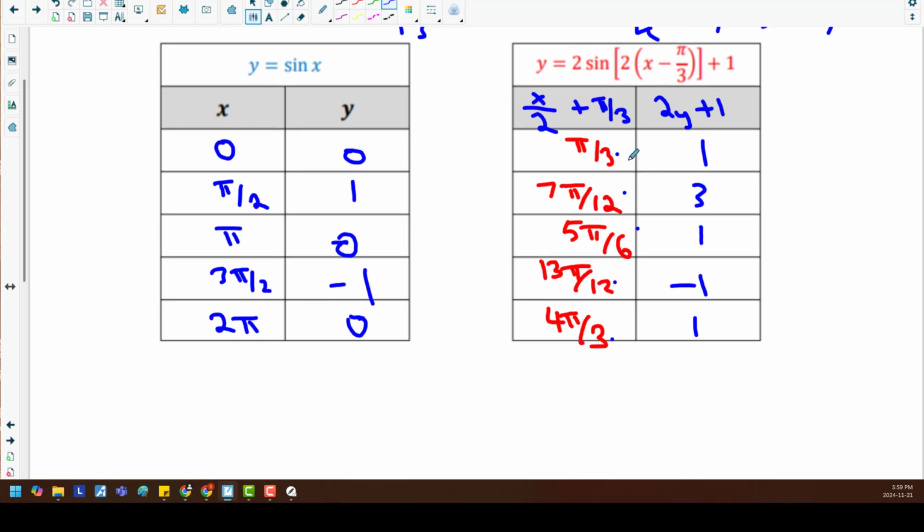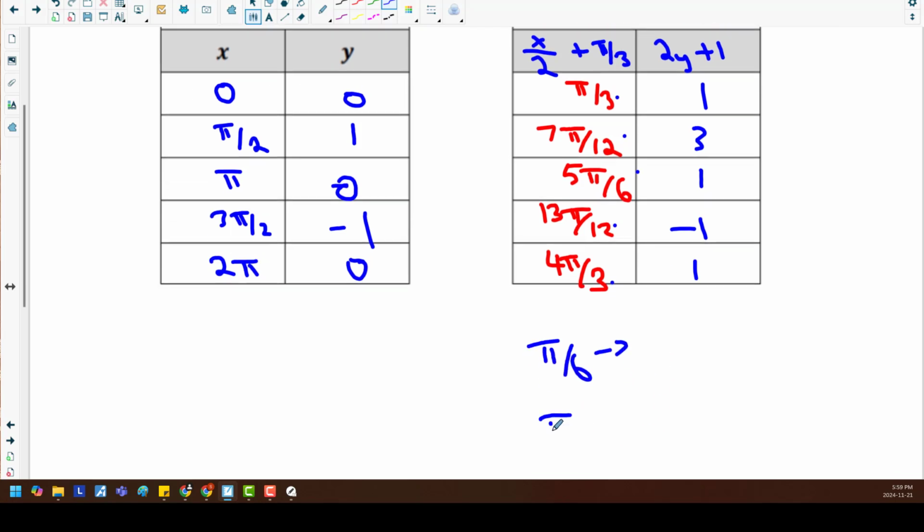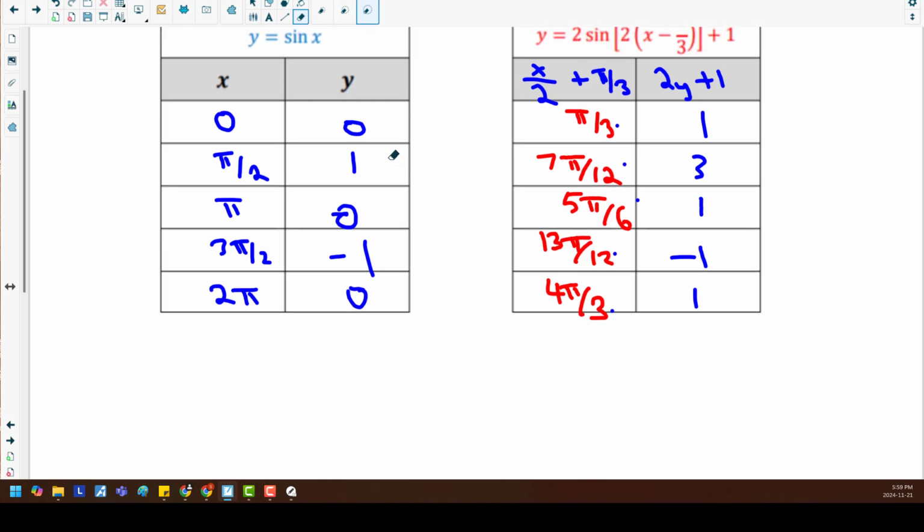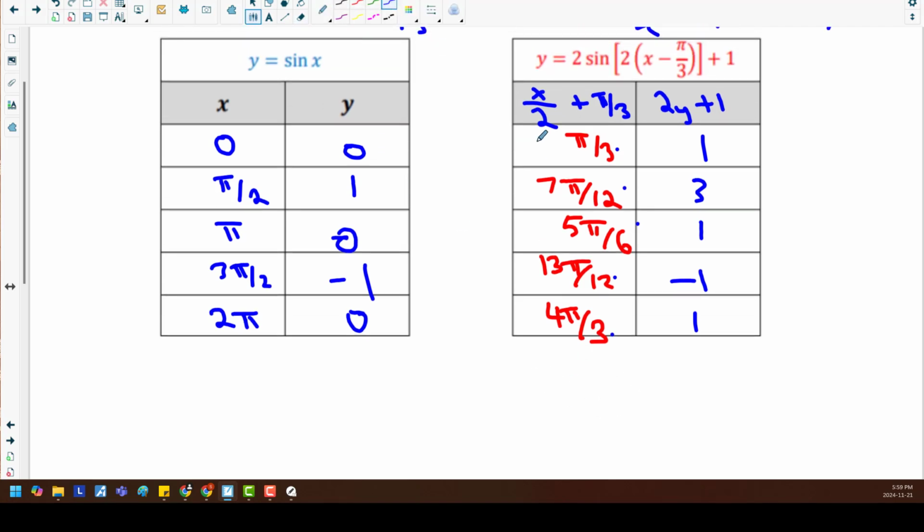What I'm going to do is make them all over 6. Why 6? I don't know. Pi over 6 is usually a pretty standard scale progression. You could do pi over 12 as well, but then your graph would be a little bit expanded. So I'm going to do pi over 6. So how does that work? Well, pi over 3, if I want to convert that to pi over 6, you just times both the top and bottom by 2. So that's going to be 2 pi over 6.